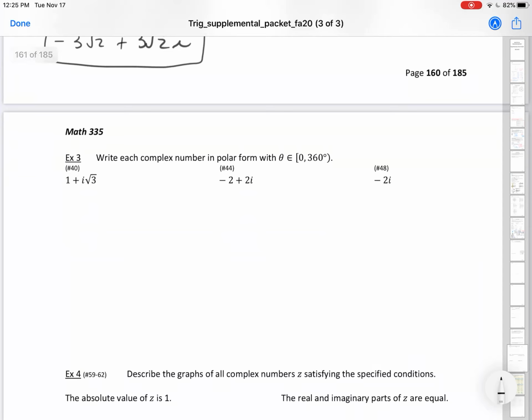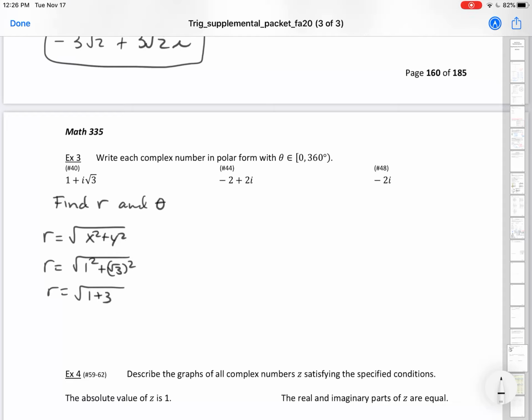So as we go to this next one where we write each complex number in polar form, remember there's just two things we need to find. We need to find r and theta. Well, r is easy. r is equal to the square root of x squared plus y squared. We saw that in the beginning. So r is equal to the square root of 1 squared plus root 3 squared. r is equal to the square root of 1 plus 3. r is equal to the square root of 4. r is 2.